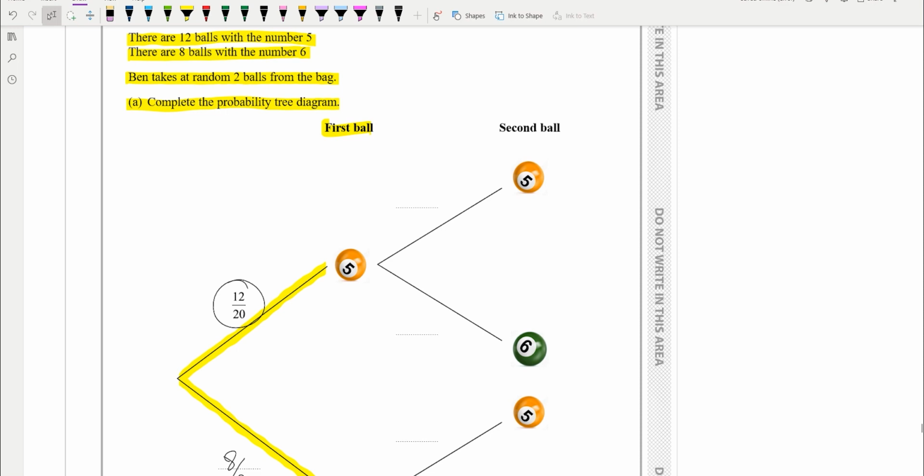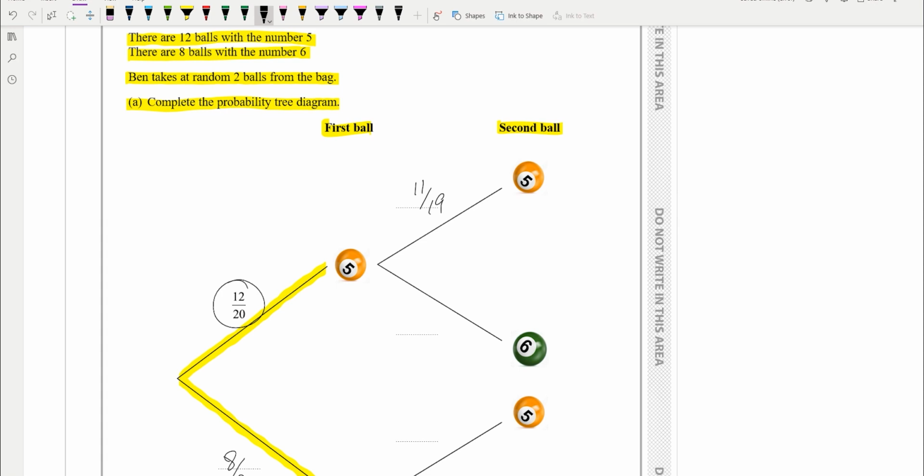One ball is already gone. Now we are going for the second ball. The first ball is taken out and the second ball is 5, so there are a total of 19. Instead of 20 we have 19, and instead of 12 balls, now we have 11 out of 19. So this will be 11 out of 19, the probability for the second ball to be the number 5.